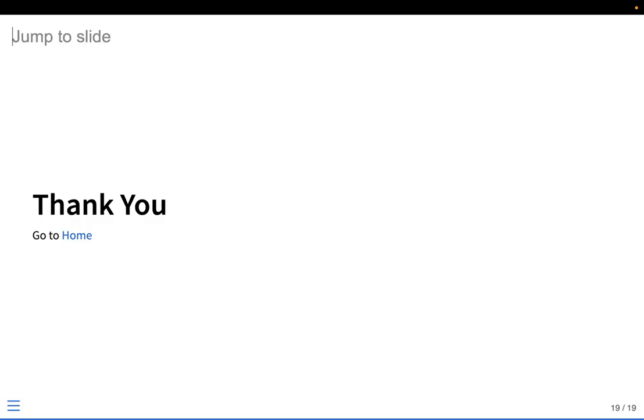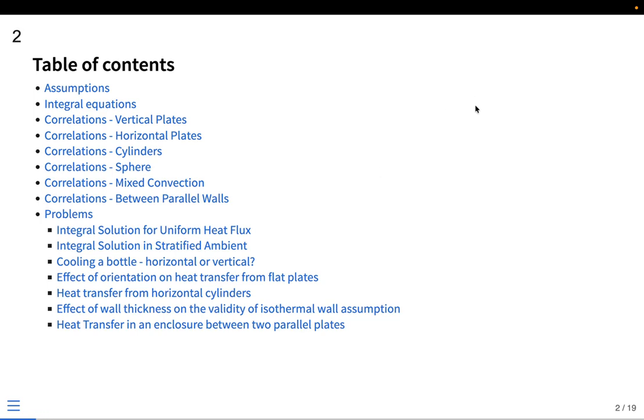To summarize, we started out with different assumptions for deriving the integral equations, and then we actually used the integral equation to derive the solution for a constant wall temperature case. And then we also solved a problem using the same method for uniform heat flux, and the scenario where the ambient temperature is not constant but varies linearly as a function of y. For both these cases, we used the integral solution, got the heat transfer correlation, compared it with the literature, and found it to be close.